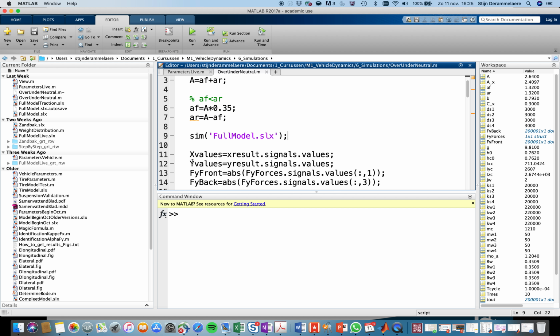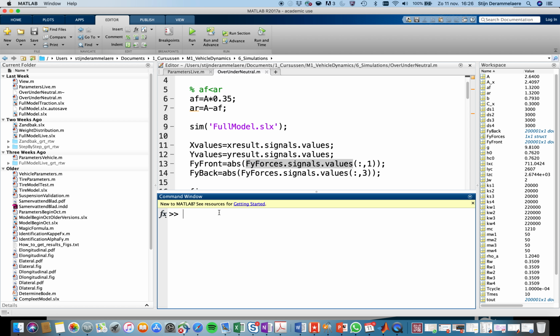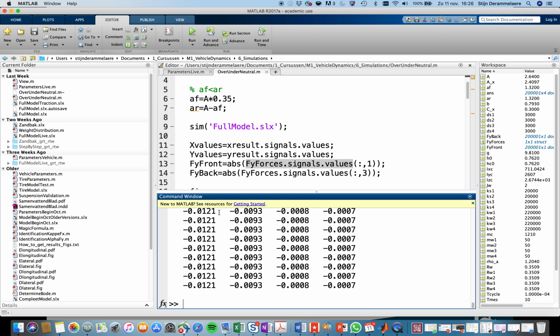Then we save all the x values, we save the Fy values, the lateral forces. We have these lateral forces, not only one signal, but we have 4 signals. If we would call this value, we would see that we obtain a whole matrix with lots of rows and 4 columns. So this is the Fy1 signal, Fy2, both at the front, Fy3, Fy4, both at the back.